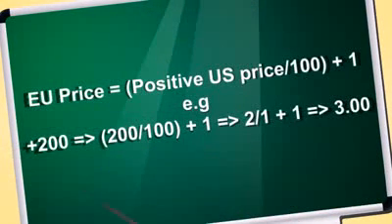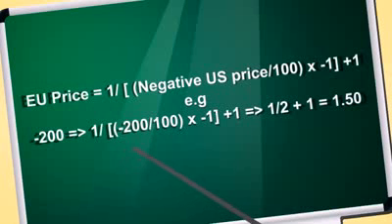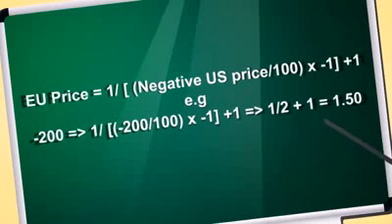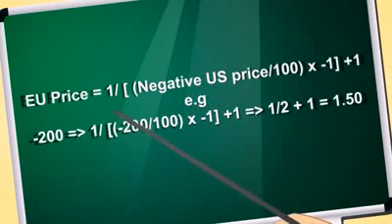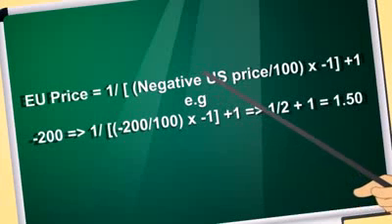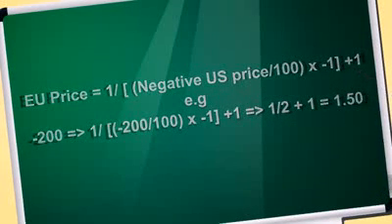To convert positive US prices into the European equivalent, just divide by 100 and then add 1. To convert a negative US price into the European style, divide by 100 and multiply the result by minus 1. Then put 1 over the result and add 1. Don't worry, it's easier than it sounds, and your arbitrage software will take care of it automatically.